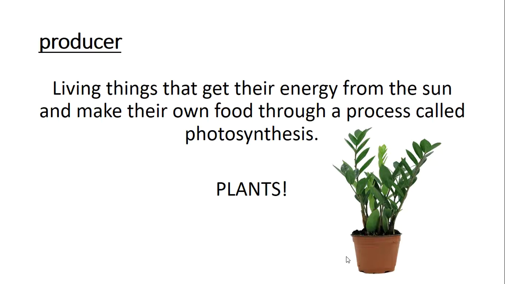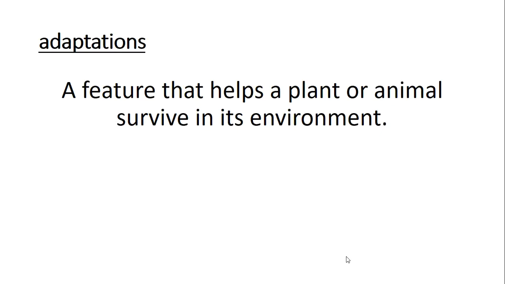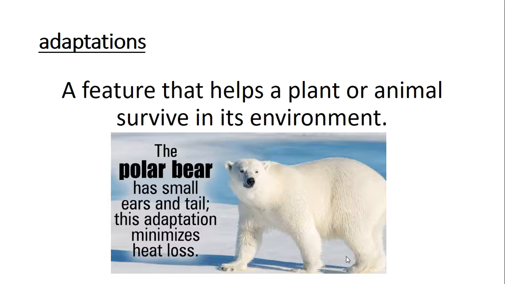Great, so you should have the definition of producer written down in your notebook. So this morning we also talked about adaptations. Adaptations are features that help plants or animals survive in the environment. For example, a polar bear has small ears and tail. This adaptation minimizes heat loss. So go ahead and pause the video now, write down this definition. Press play when you're ready.